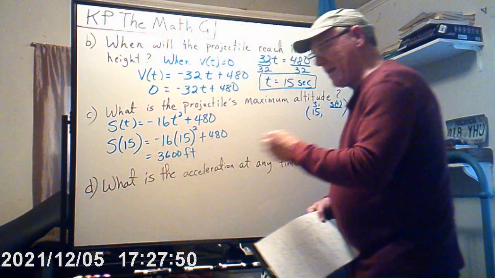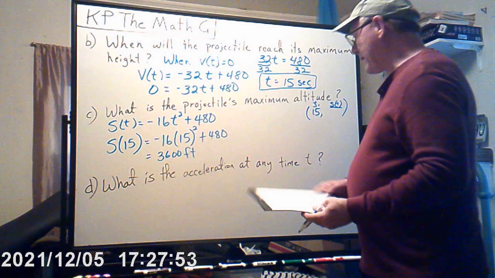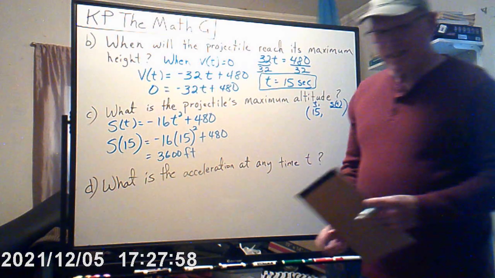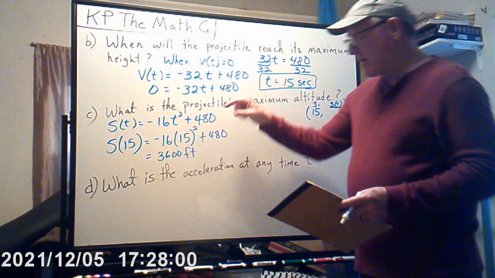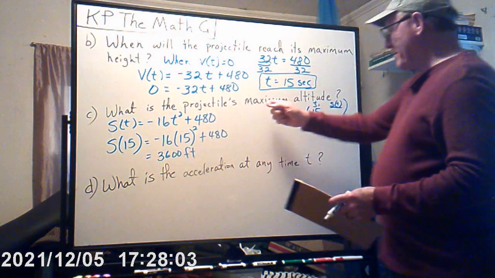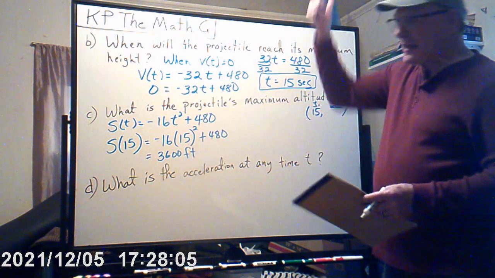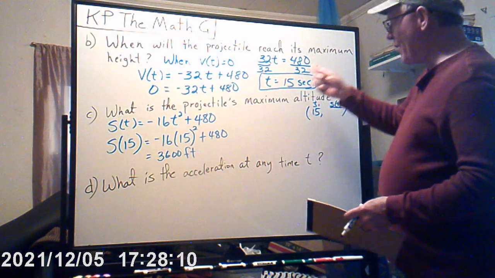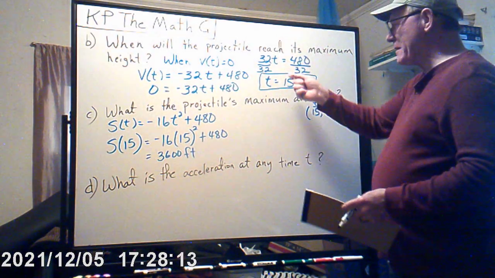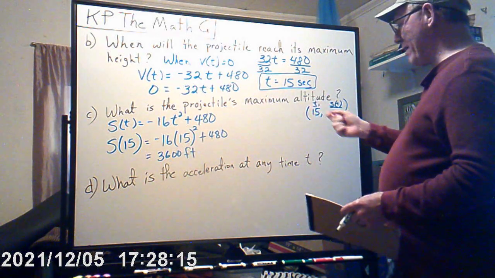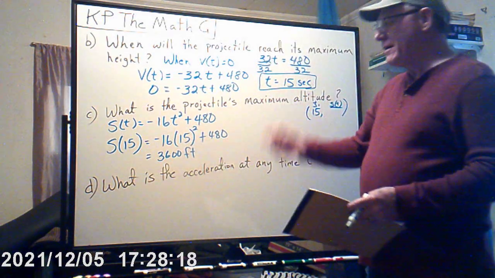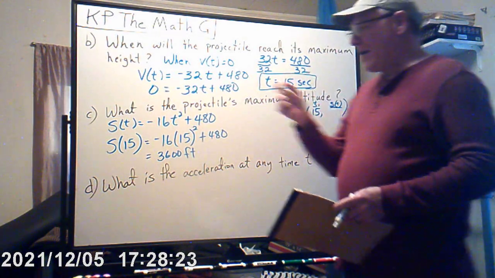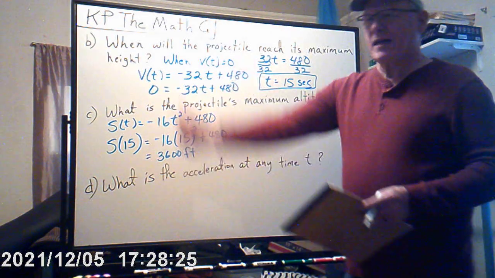Now, this is not feet per second. It's the maximum altitude, 3,600 feet. So you got to know what the units have to be. Maximum altitude is how high it's going to be. We already know how long it takes to reach its maximum height. Now we want to find out, what is the maximum altitude? Well, it's when t is equal to 15 seconds. We know that's when it reaches its maximum.